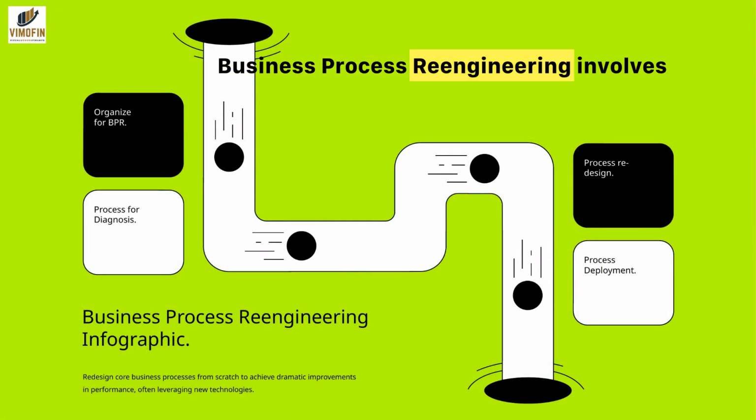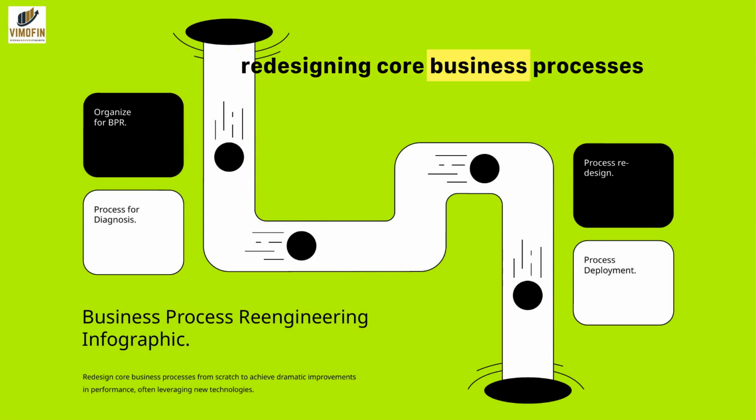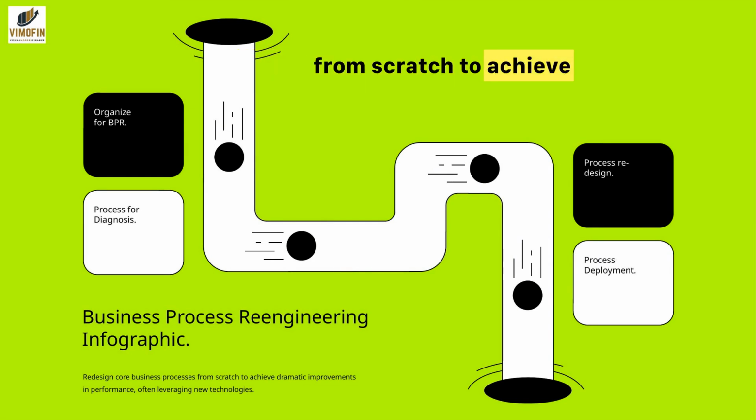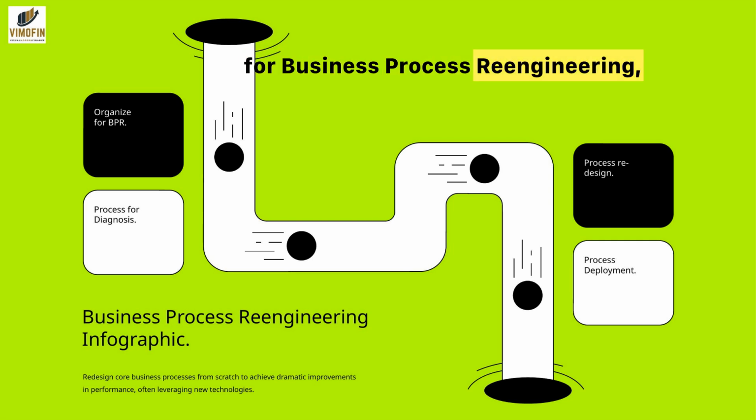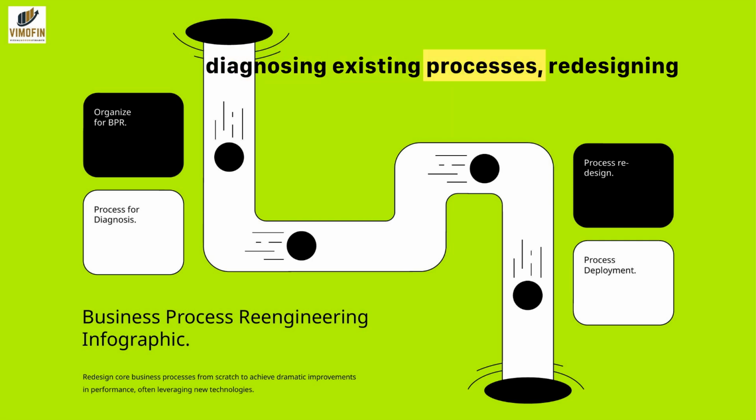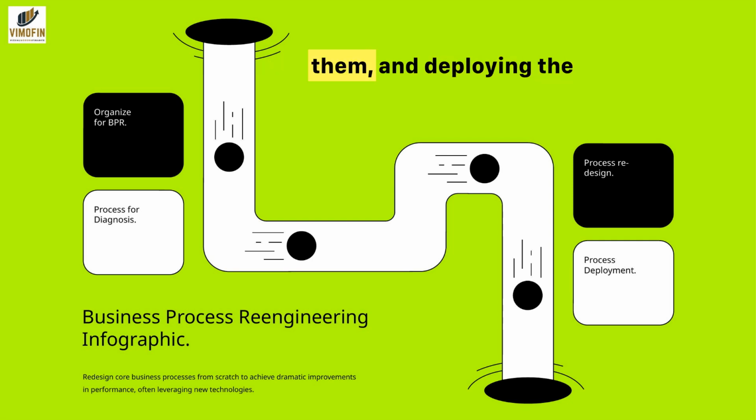Business process reengineering involves redesigning core business processes from scratch to achieve significant performance improvements. This often leverages new technologies. Key steps include organizing for business process reengineering, diagnosing existing processes, redesigning them, and deploying the new processes effectively.